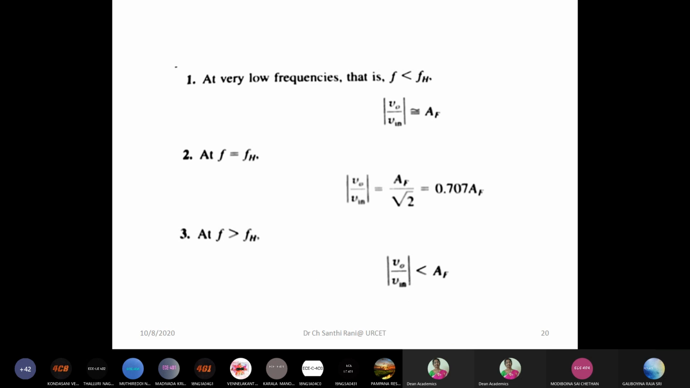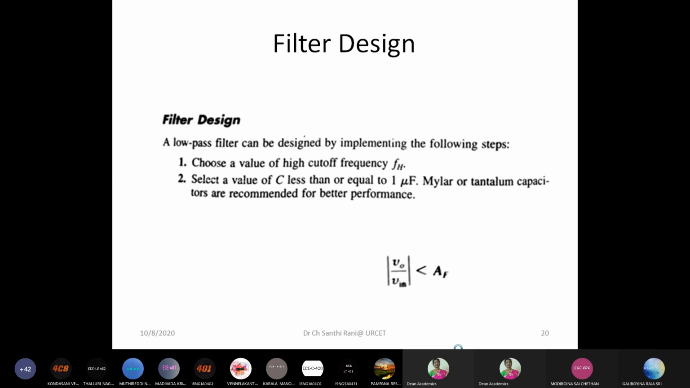And the operation of the filter we have explained, that is at f equal to fh, at f less than fh, at f greater than fh. In our revision time, I have mentioned everything and we have designed the filter. So this also I want to mention once, because the filter design steps for low pass filter are the same for high pass filter. Therefore, all of you please follow the filter design once again.